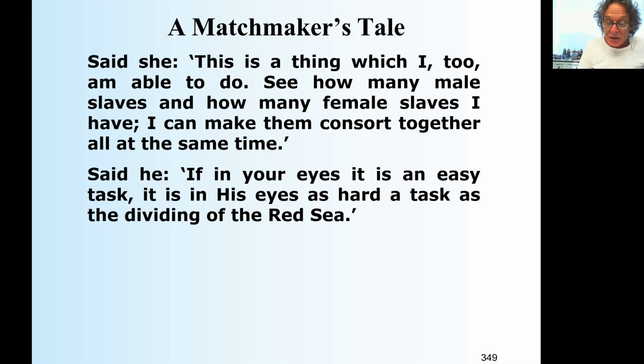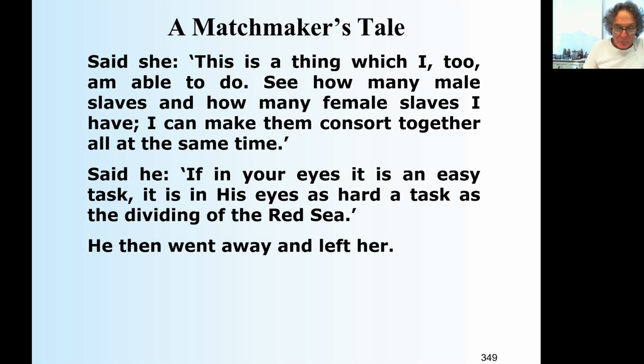Said he, if in your eyes, lady, it is an easy task, it is in His eyes as hard a task as the dividing of the Red Sea. Remember who divided the Red Sea? That was Moses by the miracle of God. So it's not easy to matchmake. He then went away and left her.